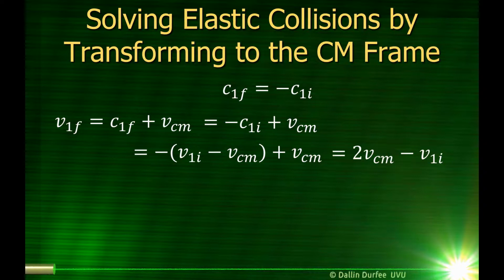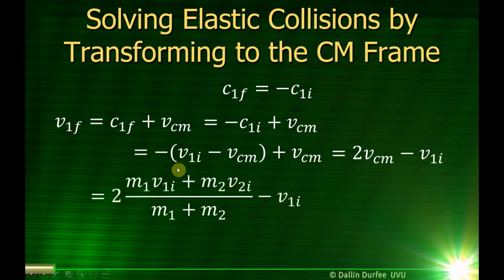Now we need to know what the velocity of the center of mass is. We kind of just smoothed over that, pretended like we knew it. Remember, we derived this in a previous video. We just said the center of mass for the two objects is m1r1 plus m2r2 divided by the sum of the masses.